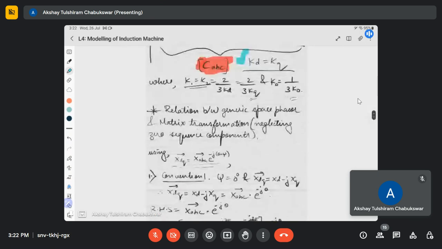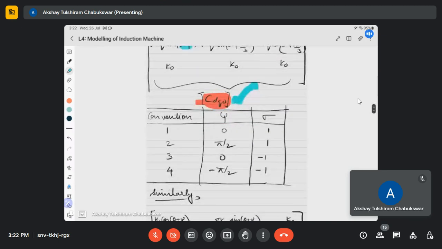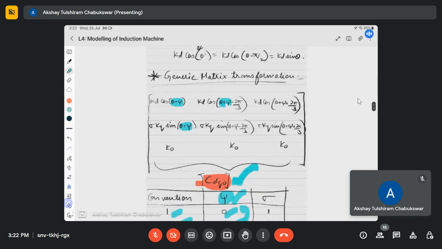As you have seen here, CDQ0 is a function of the angle theta plus phi, and phi depends on the convention. Basically phi is known. Phi is 0 if the convention is 1, phi is pi by 2 if the convention is 2. So you know phi. The only variable here is the angle. So basically CDQ0 is a function of theta.